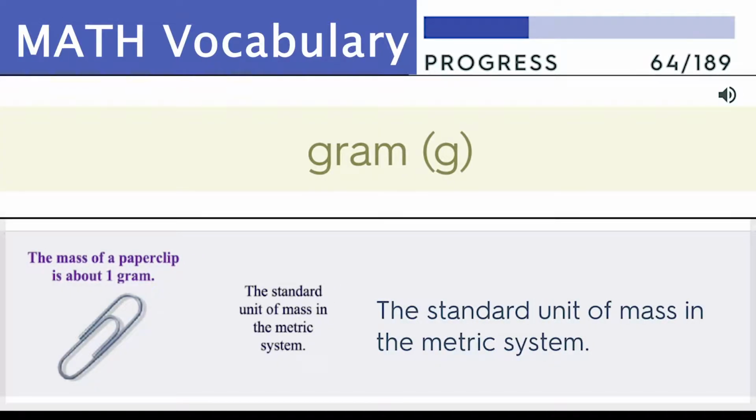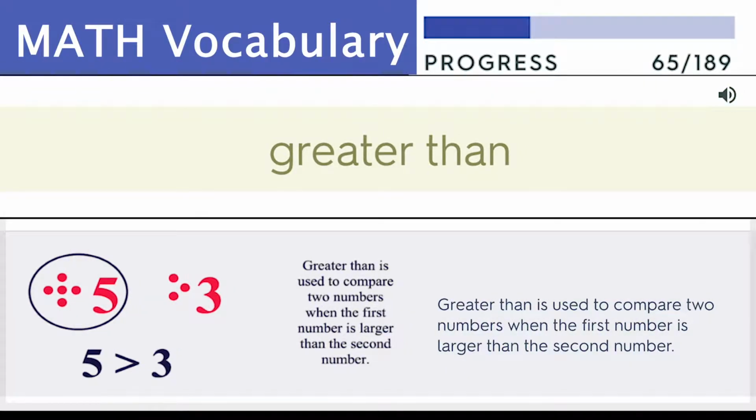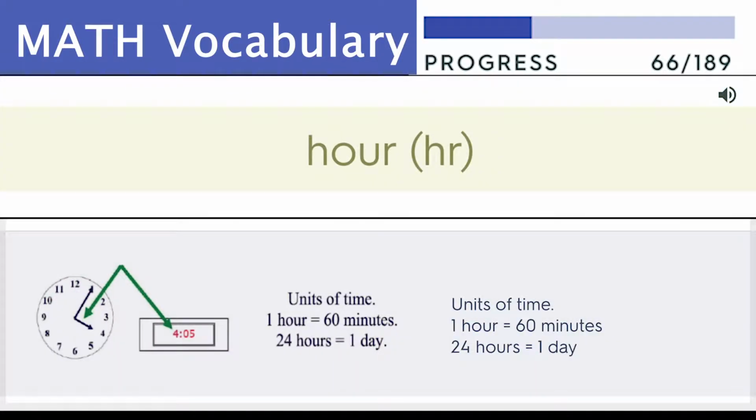Gram. The standard unit of mass in the metric system. Greater than. Greater than is used to compare two numbers when the first number is larger than the second number. Hour. Units of time. 1 hour equals 60 minutes. 24 hours equals 1 day.